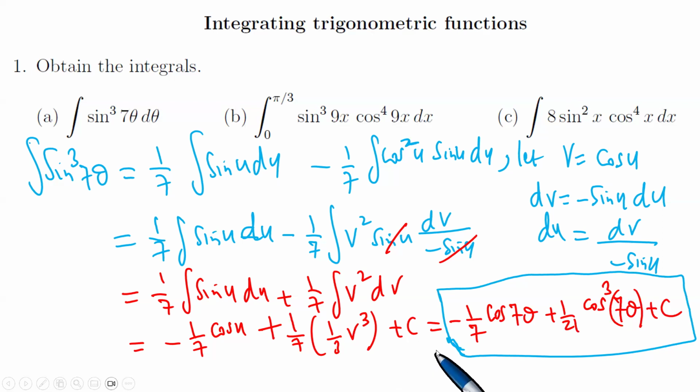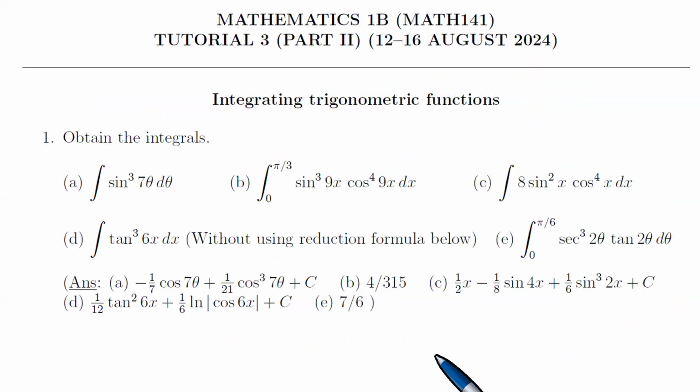Okay, now let's check. Minus 1 over 7 cosine 7 theta plus 1 over 21 cosine cubed 7 theta plus c. Let's check. Yes, it's exactly the solution that was given. We proceed without wasting much time.